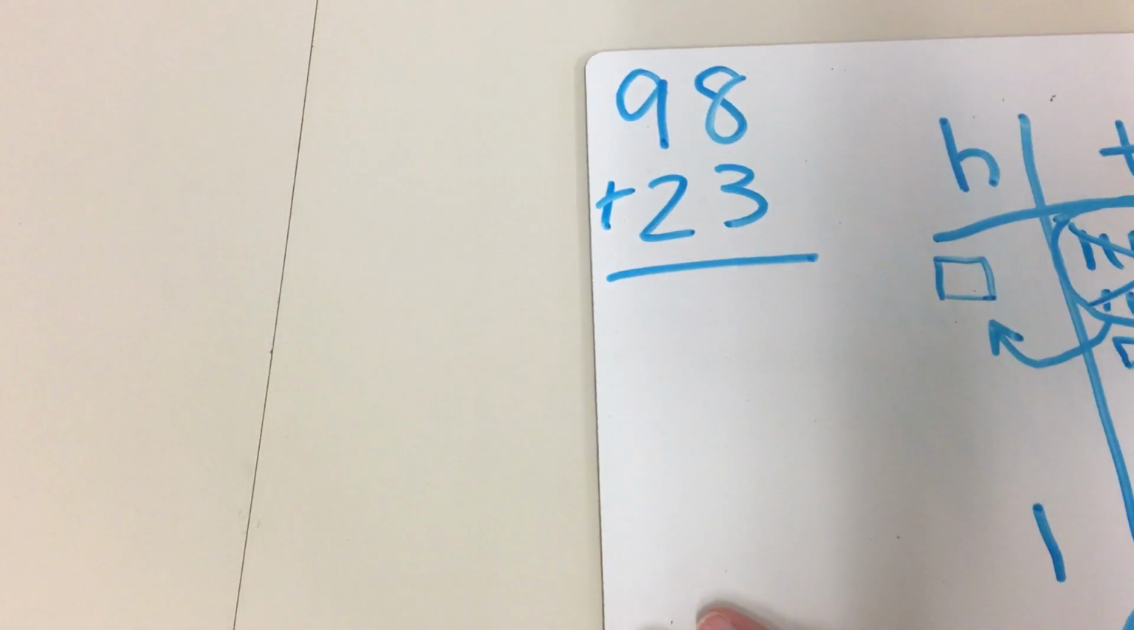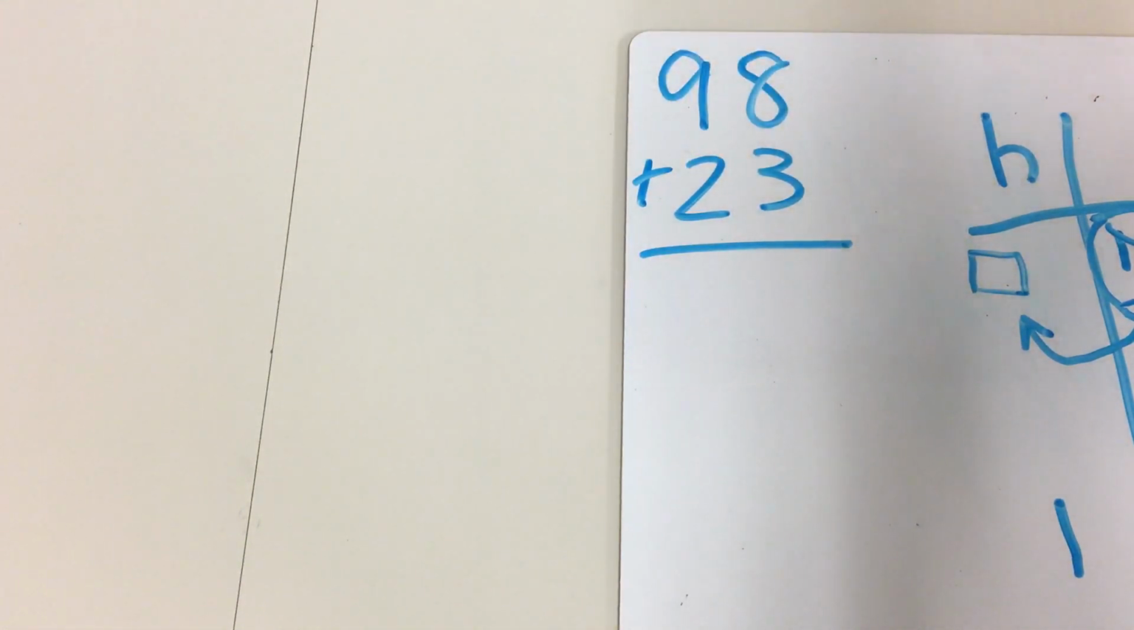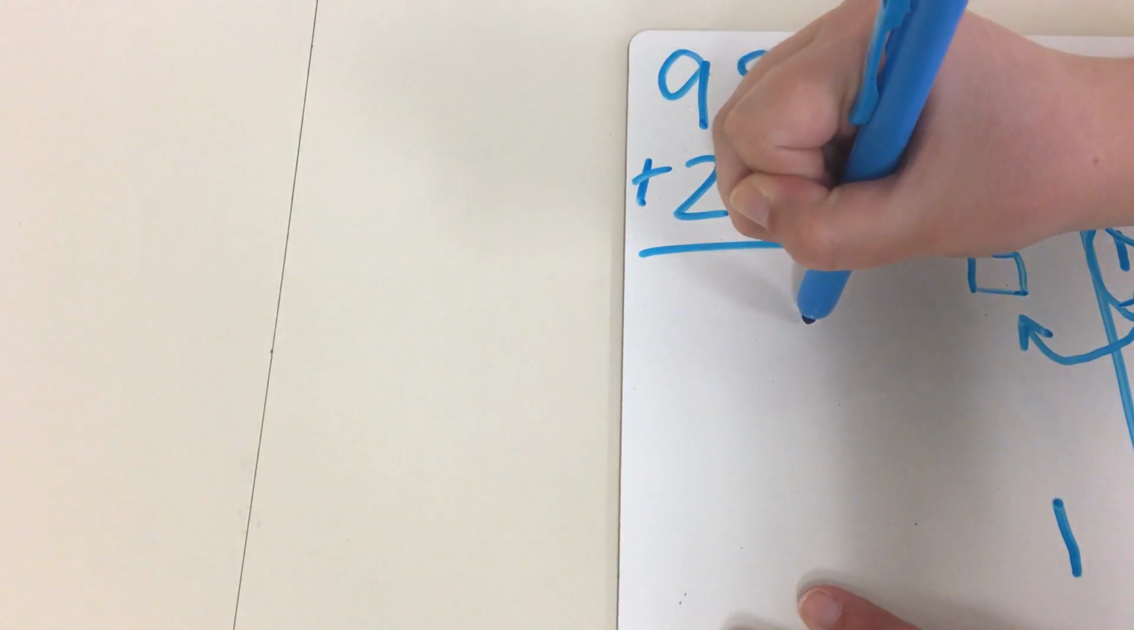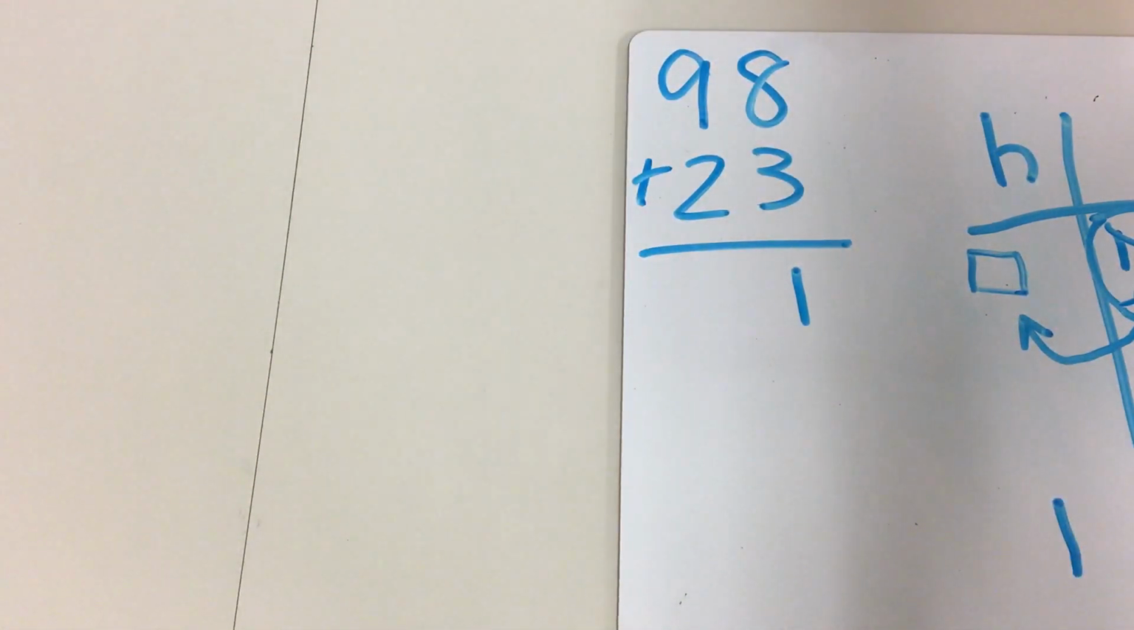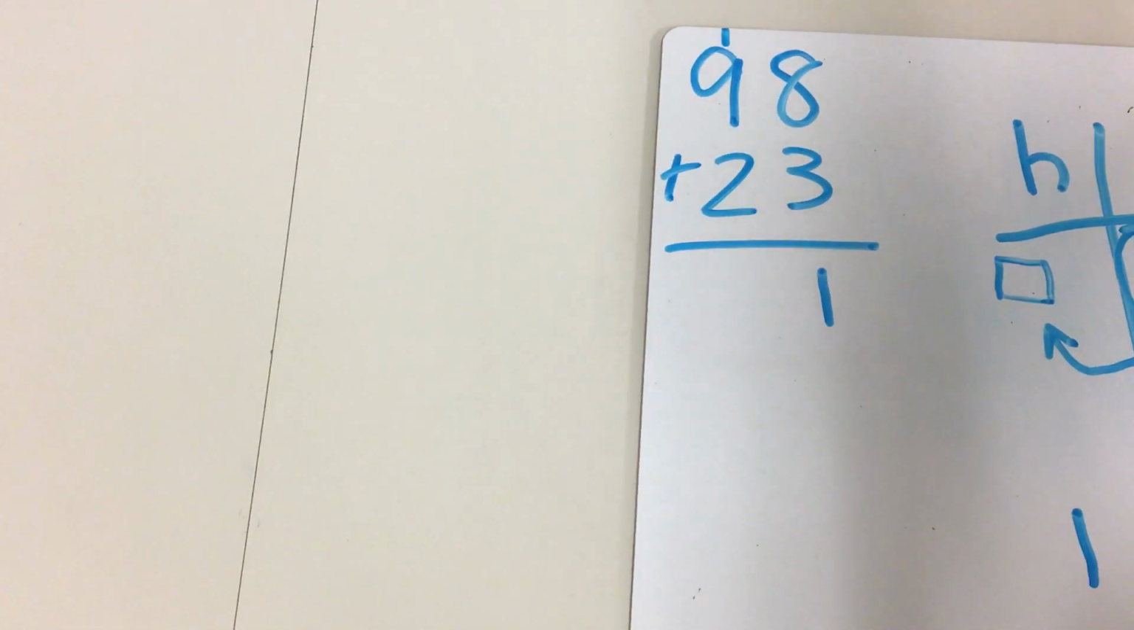So let's go over here, and let's do it a different way. Now I'm just going to add by using my columns. So 8 plus 3. What is 8 plus 3? 11, right? So I put my 1 down here, and since I have a 10, I'm just going to add it up to the top. Okay. So then I have 9 plus 2. What's 9 plus 2? 11, and then I can't forget my 1 that I had to regroup over here.